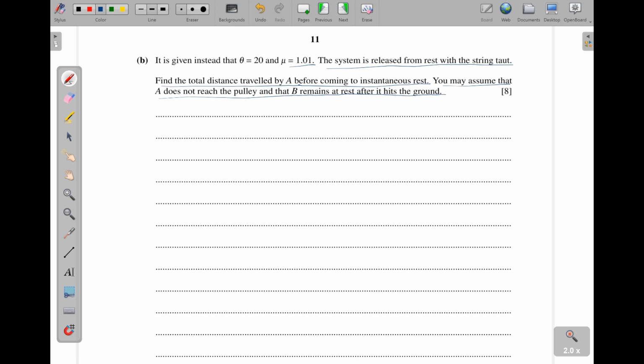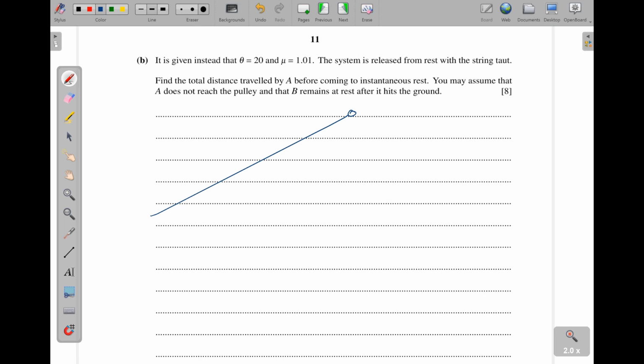Okay, now when B reaches the ground and it stays there, there is going to be a smaller distance which is traveled by A on the plane, and then the tension in the string goes off because the string would have become slack on the side of B. Okay, so this is our sketch. I can put it here. Then this is the pulley.